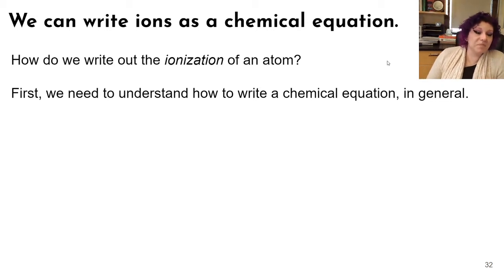So now that we have considered how an atom can ionize, how it can add or remove an electron, let's actually write this as a chemical equation. I know that this is one of the first times we are really exploring how to write a chemical equation, but this is a good segue into it. So how do we write out the ionization of an atom? Let's understand how to write a chemical equation in general first.